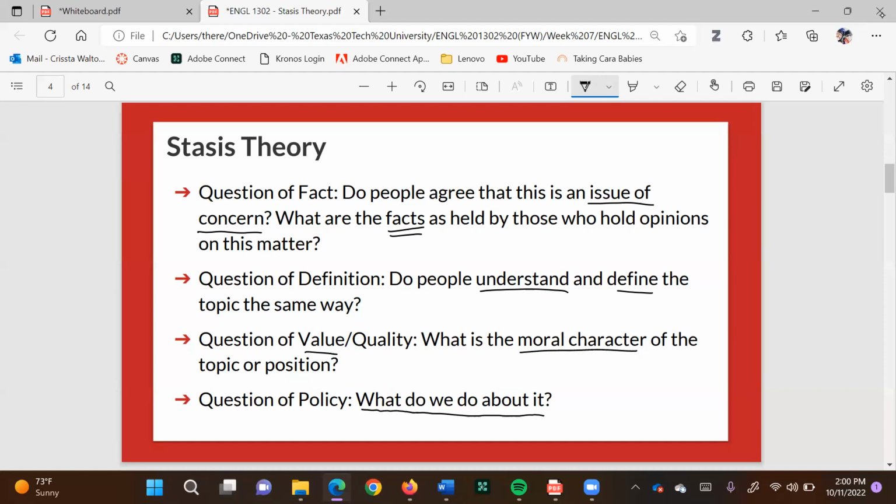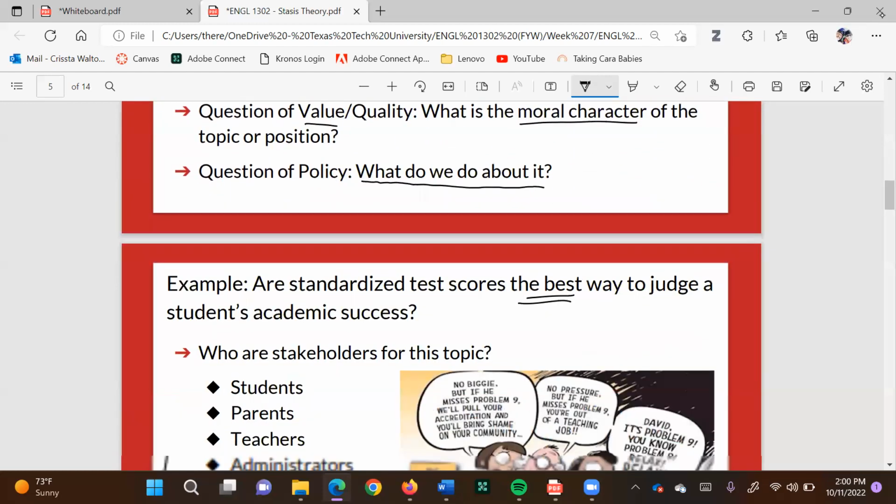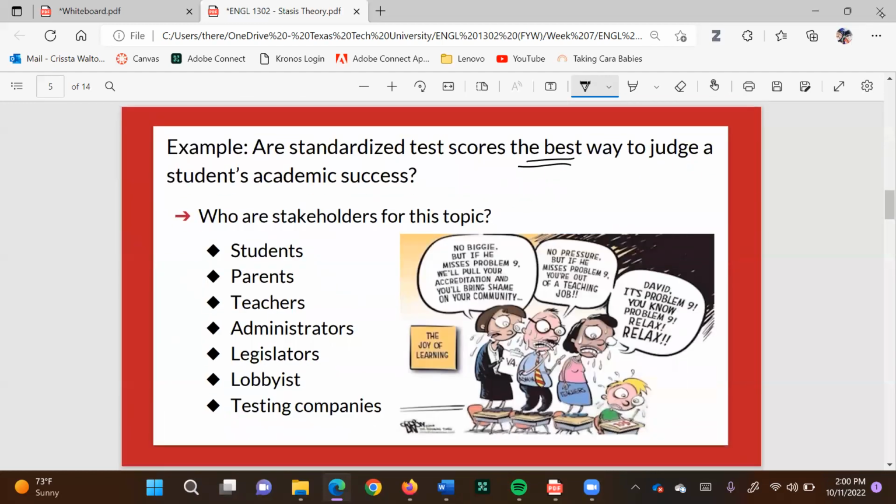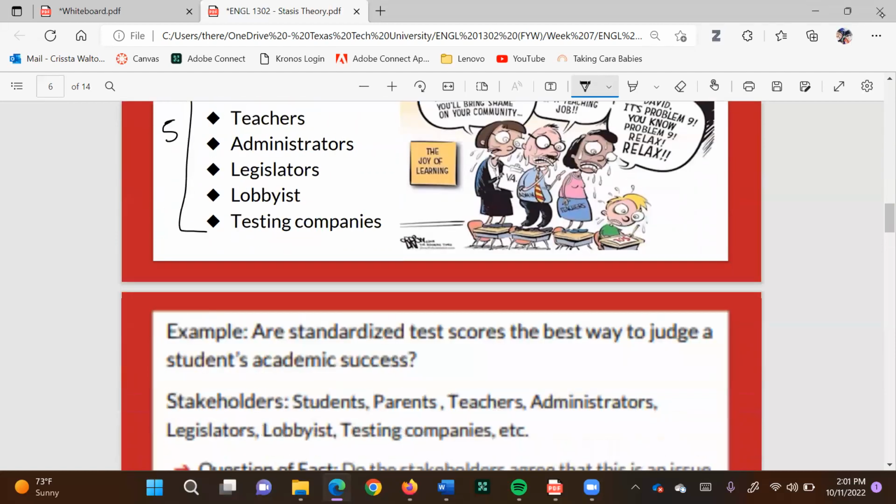And so let's look at an example of what this looks like with a research question. My research question is, are standardized test scores the best way to judge a student's academic success? Then I need to look at a couple of different stakeholders. There's a lot of different stakeholders I could look at for this issue. Students, parents, teachers, administrators, legislatures, lobbyists, and testing companies are just a few. So these could be the various stakeholders. Now you only have to pick 5, and at least 4 of those have to be an active stakeholder.